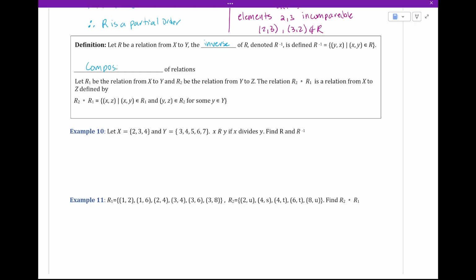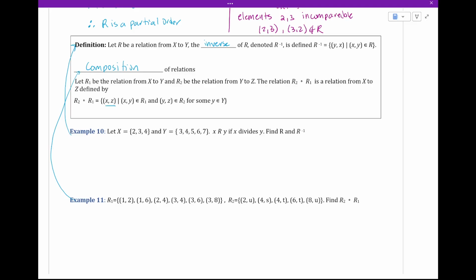Along with that, we're going to talk about composition of relations. If R1 is a relation from X to Y, and R2 is a relation from Y to Z, the relation R2 composed with R1 is a relation from X to Z, and it's defined by all of the (x, z) pairs such that (x, y) is in R1 and (y, z) is in R2 for some y. Let's take a look at an inverse example first. Example 10 is an inverse, and example 11 is a composition.